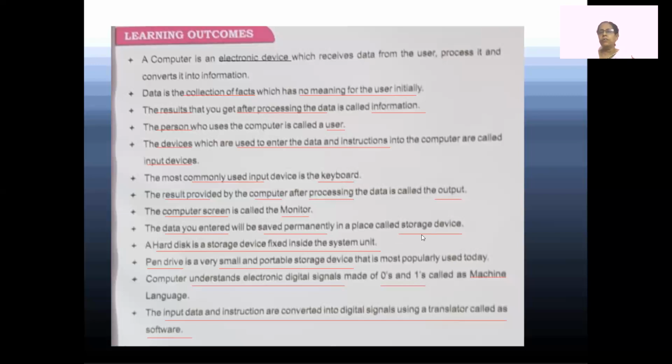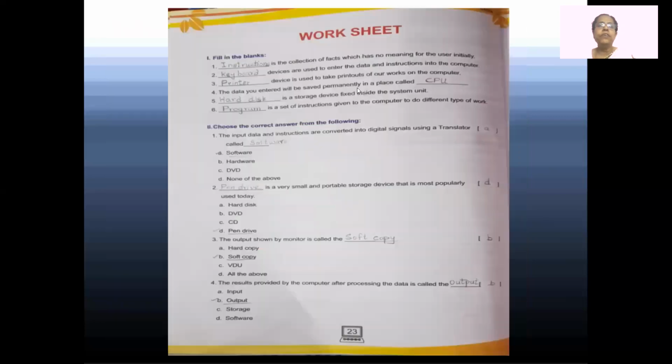Whatever instruction we give to the computer, it converts it into digital signals. This is a translator, and it is called the software. The software helps to convert things. These are your worksheets on page number 23. Here you can see fill in the blanks.